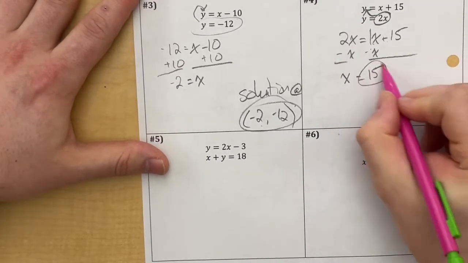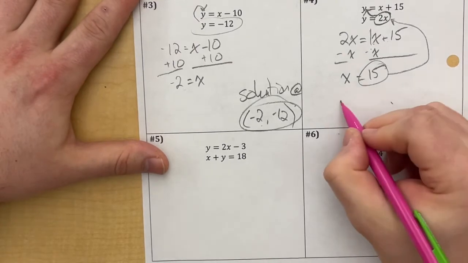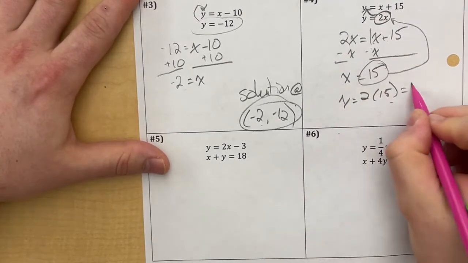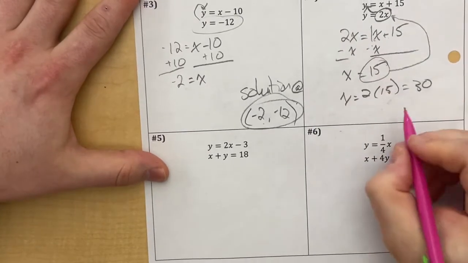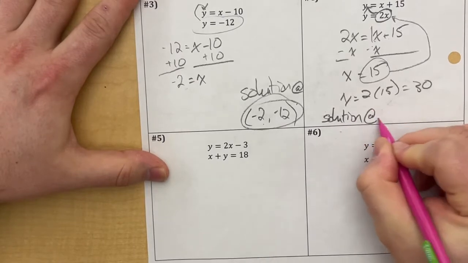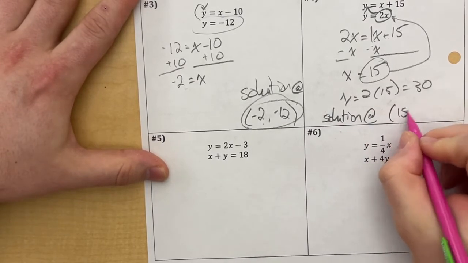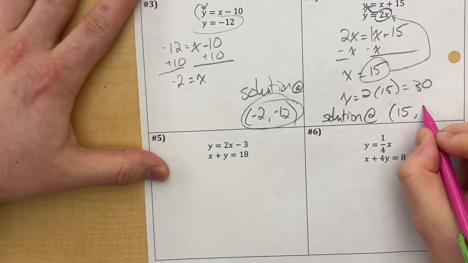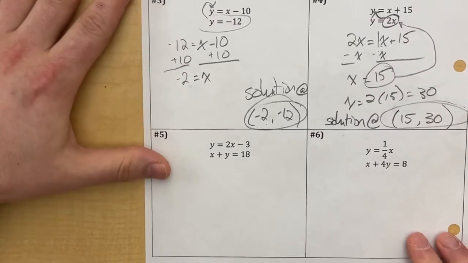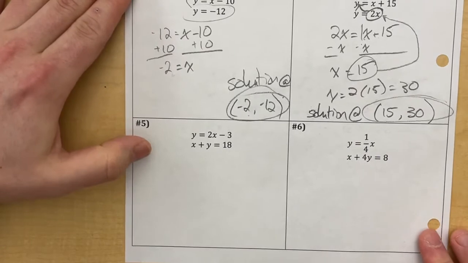Then I can take that 15, plug it into my first equation. I'm going to say y equals 2 times 15, which is just 30. And so now I have my ordered pair. So my solution is at the point, x is 15 and y is 30.